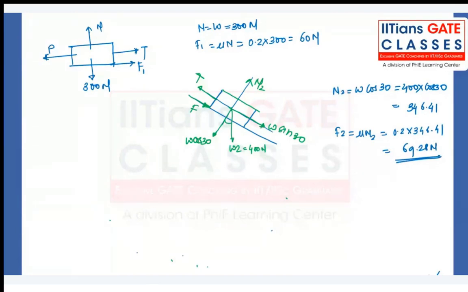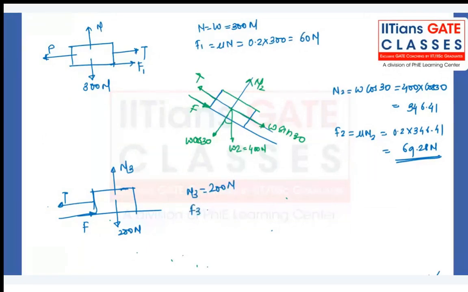Coming towards the third figure, we have 200 Newton weight downward. We have normal reaction N3 here, okay, and we have tension again T, and we have F3, the frictional force for it. Let's call it F as well. So what is the value of N3? N3 is equal to 200 Newton. F3 is equal to mu times N3, or frictional force will be equal to 40 Newton, we can say directly. Okay. So all the frictional forces we got: 60 Newton, 69.28 Newton, and 40 Newton.